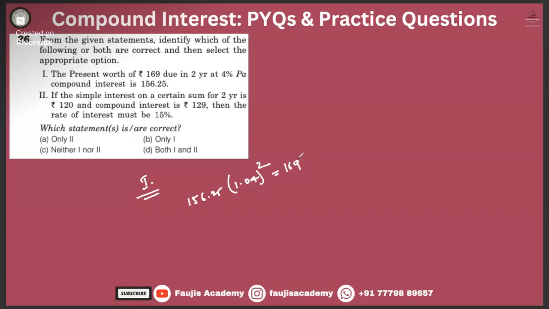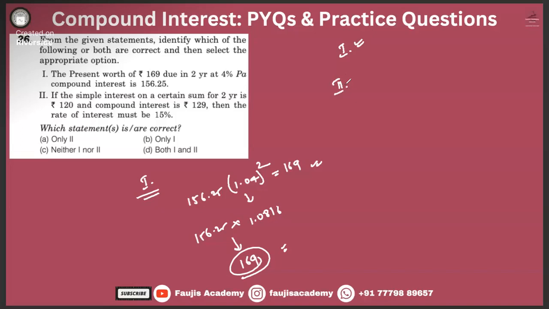So can you please calculate, I'm using the calculator, 1.04 squared. This value is 1.0816, right? Into 156.25. If you calculate this, you will get the answer as 169, right? So statement 1 is correct. Yeah, it's a little bit calculation intensive. Yes, I accept that.